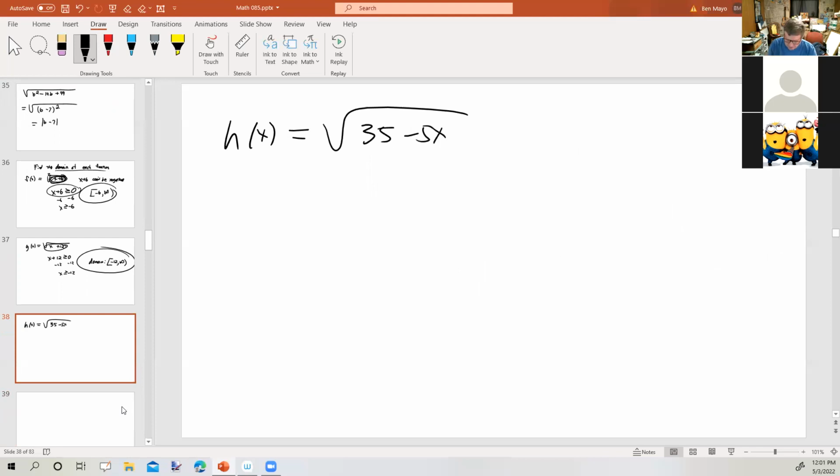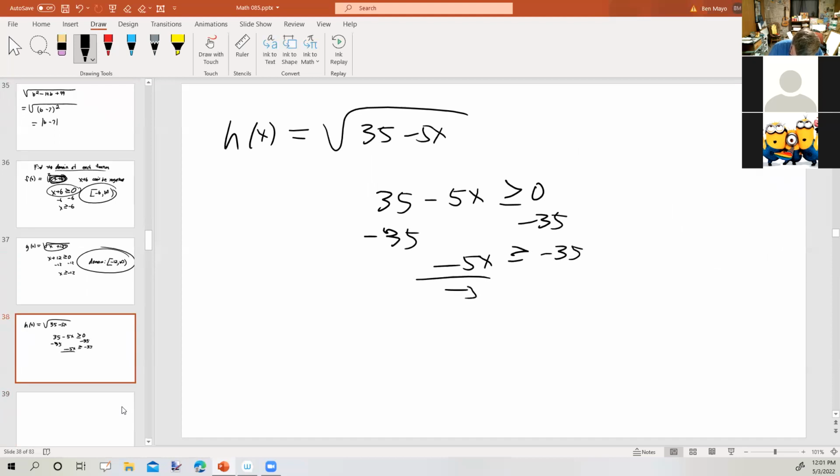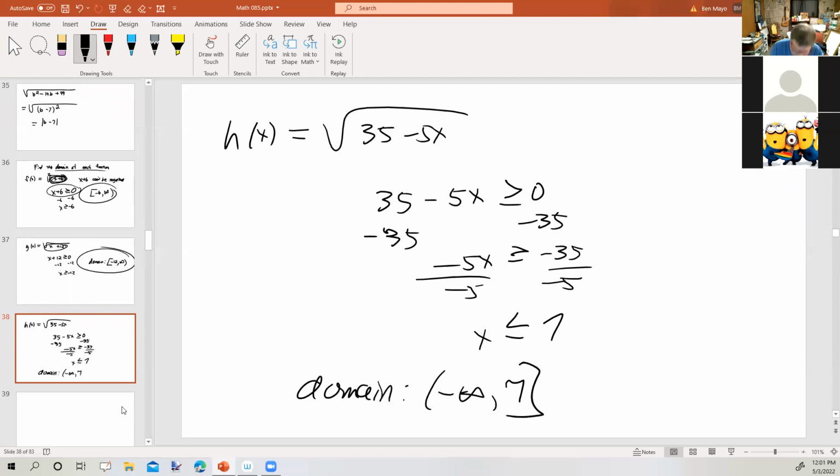Find the domain. Since you're taking an even root, the radicand inside has to be greater than or equal to 0. Solve for x. Subtract 35 from both sides. Divide both sides by -5. Remember when you multiply or divide both sides of an inequality by a negative number, you change the direction of the inequality sign. So the domain now is -infinity up to and including 7.